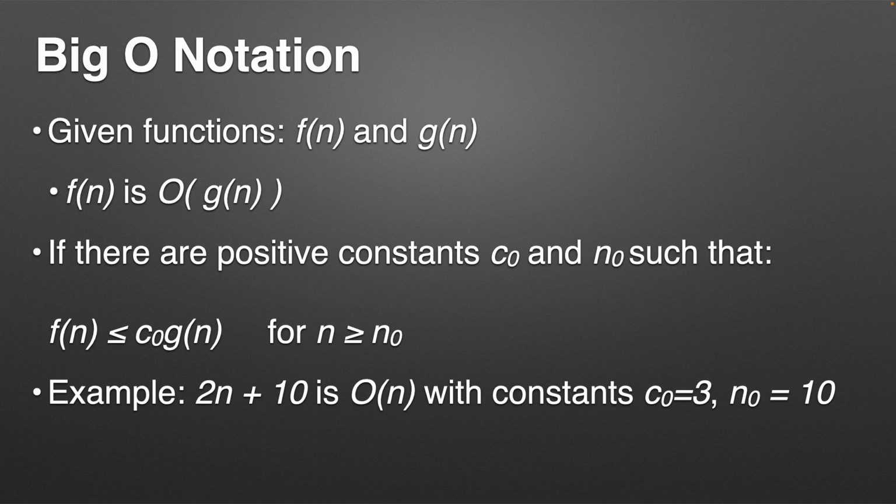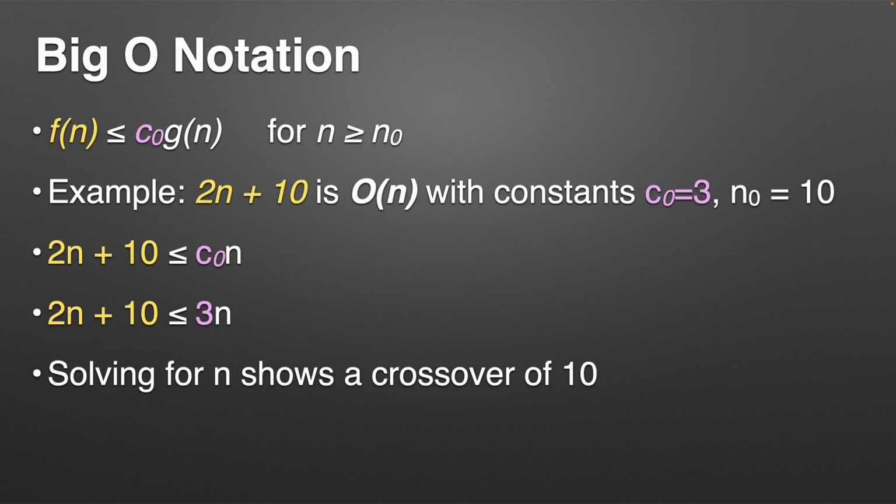And you can take a methodical approach here to choosing these by solving things. But you could truly just kind of start guessing and work your way to them if you wanted. In this case, C0, we're choosing 3, N0, 10. And so this is how that works out. So we've got our function f of n, which is 2n plus 10. And we need it to be less than or equal to our constant C0 times g of n for all values that are greater than n of 0.